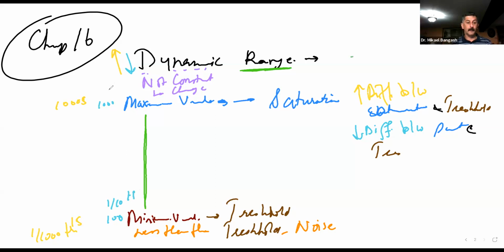Clear? Mainly because it's comparing what you started with to what you ended with, or the maximum compared to the minimum. Now, the unit for your dynamic range is going to be decibels.